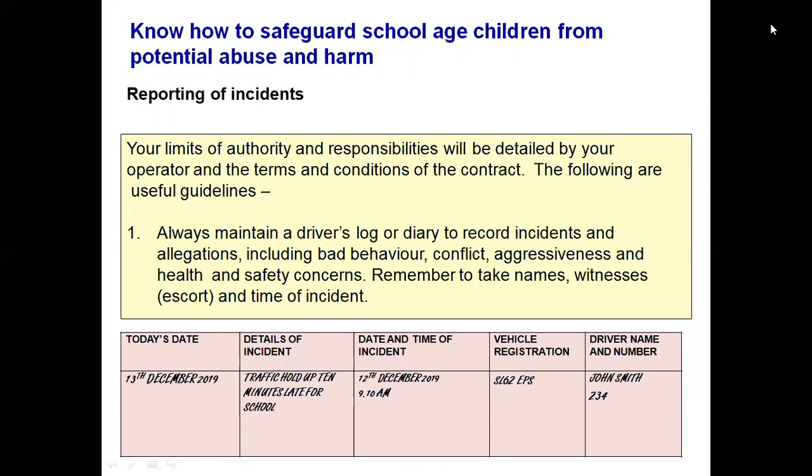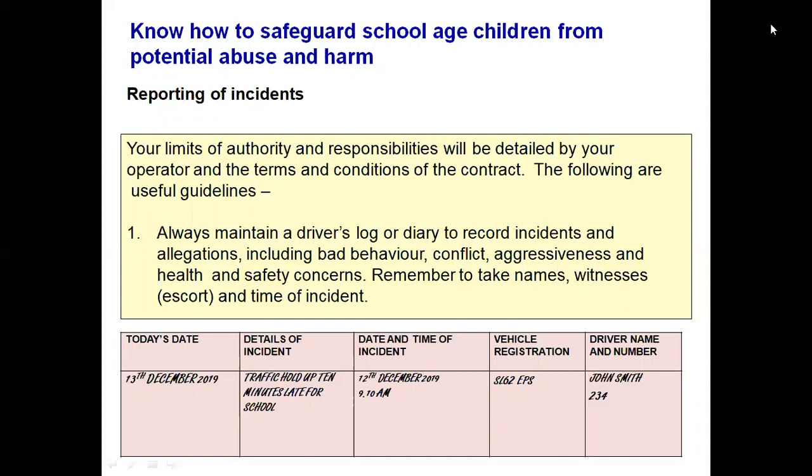Your limits and authorities and responsibilities are detailed by your operator and the terms and conditions of the service contract. So, guidelines: always maintain a log. Have a diary in your car to record any incidents and especially allegations. Incidents can include bad behavior, conflict, aggressiveness, health and safety concerns, illness. Remember to take any names of witnesses.